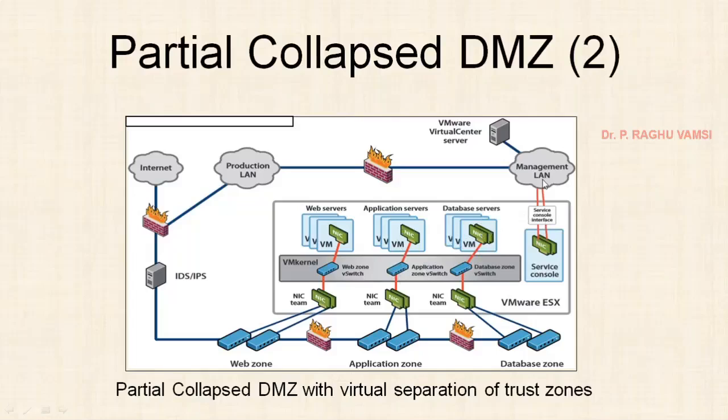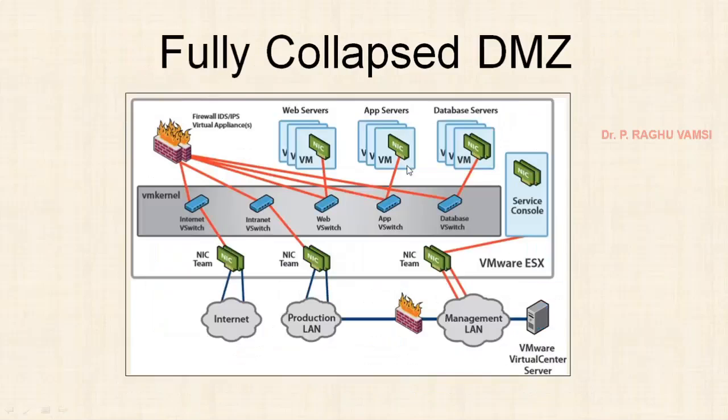Again, it is connected to the management LAN and the VMware virtual center server. This is fully collapsed. There are no physical things, all virtual. Everything was connected to the VMware virtual server only. From this, only one firewall was placed, which is also a very strong firewall. We cannot say it is a general firewall, it's a very strong firewall.